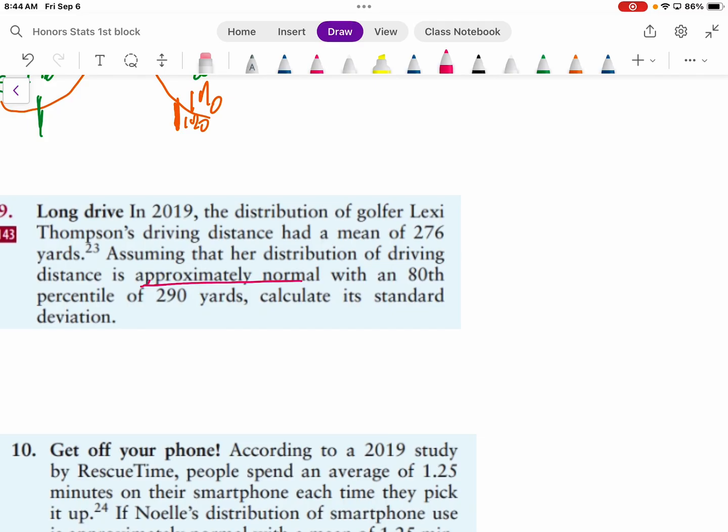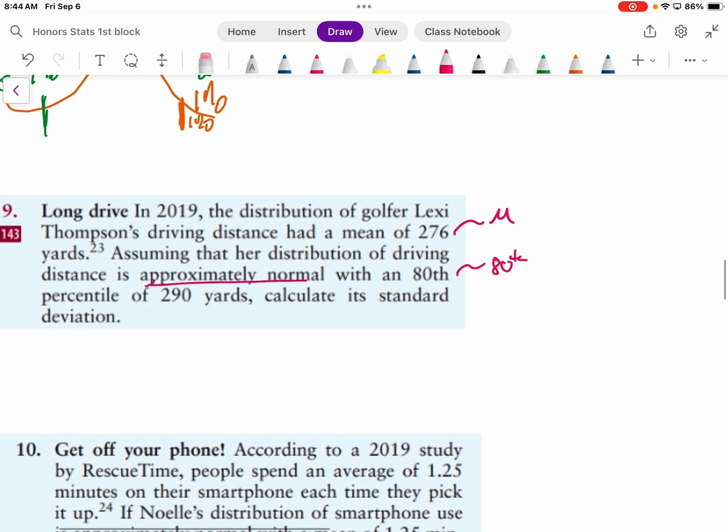Calculate the standard deviation. So they tell me mu. They tell me a percentile. And they tell me that the number that represents that percentile, that's my x, is 290. All right. So as we were working yesterday, we had our z-score is equal to x minus mu over standard deviation.